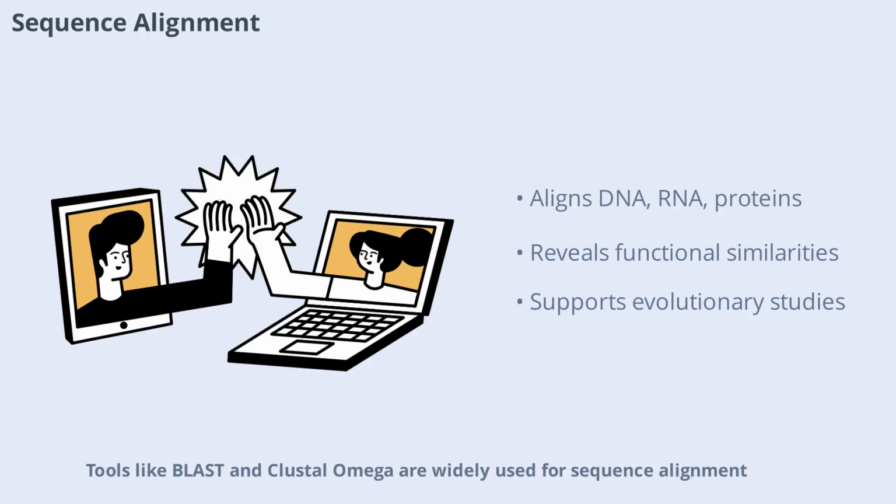Tools like BLAST and Clustal Omega are widely used for sequence alignment. Accurate alignment is essential for tasks like gene annotation and phylogenetic analysis. Next, we'll discuss multiple sequence alignment and its application.